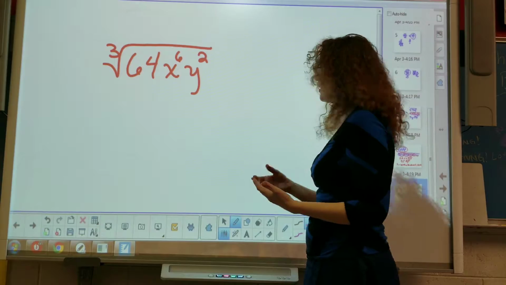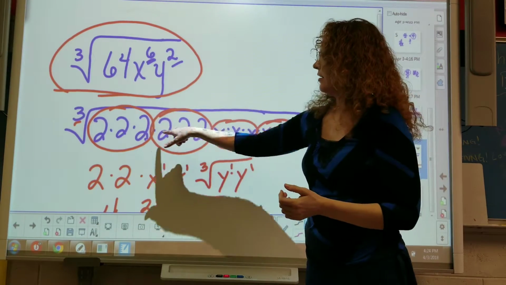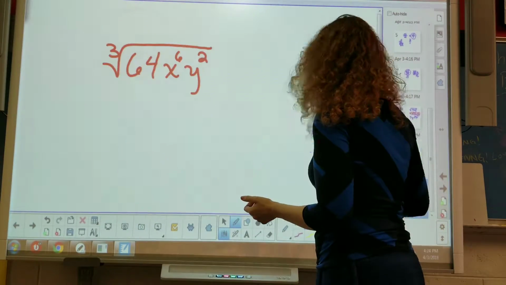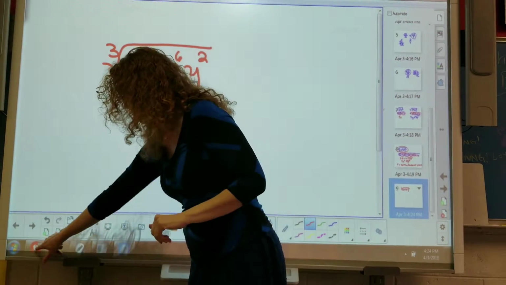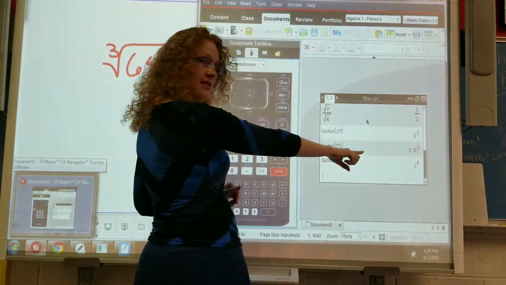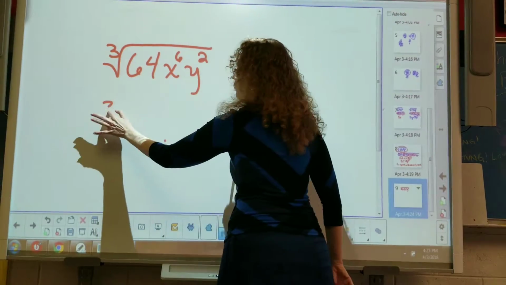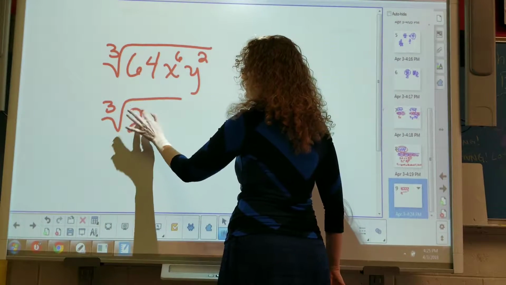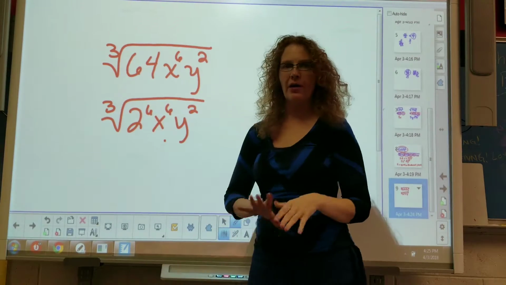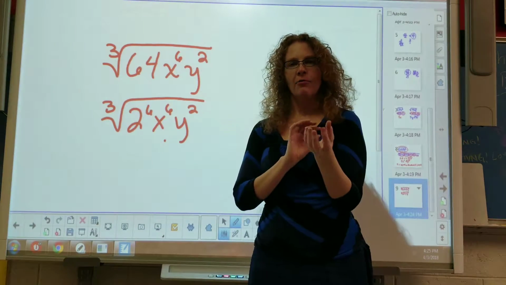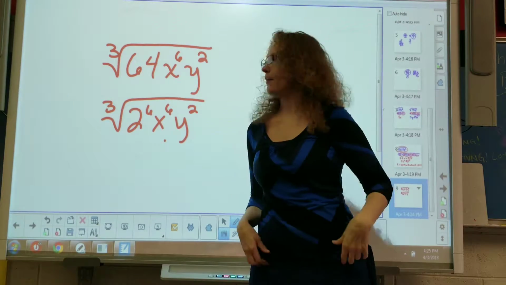Now the numbers, I'm going to go ahead and keep the numbers just like I did, the 2's, which I have here. You can, or you can do this. We said that it was 2 to the 6th. So I can do cube root of 2 to the 6th, x to the 6th, y squared. Okay, so watch me on this. Watch this one and then write the next one down.